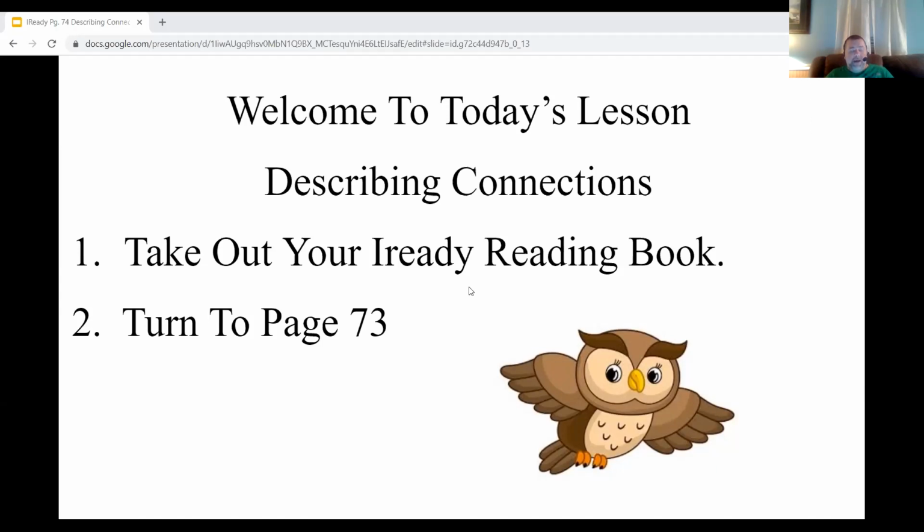In order to describe connections, we have been learning some skills to help us describe connections and how two things, pieces of information, fit together. We have been learning how to describe the connection between two individuals, events, ideas or pieces of information with prompting and support. We've been learning how to order events in a correct sequence. And we've also been learning how to identify cause and effect in pairs of events.